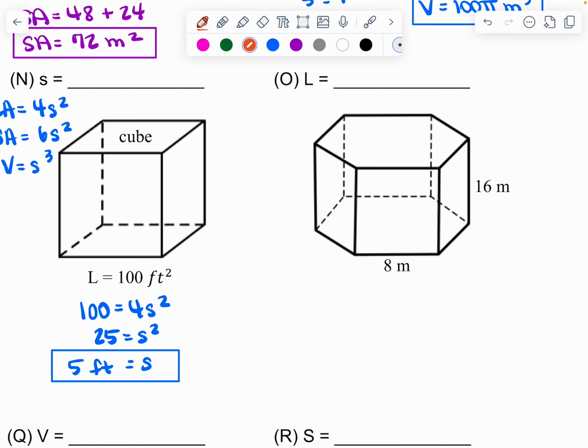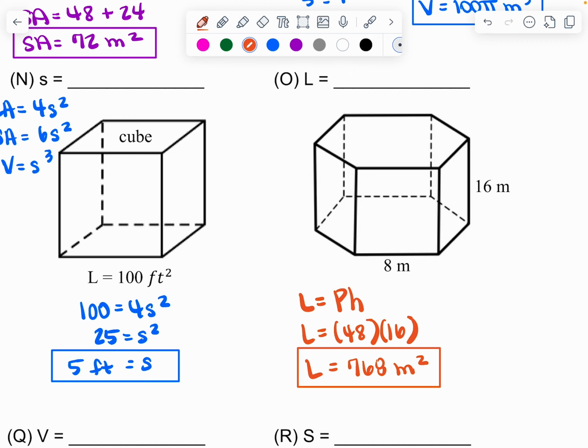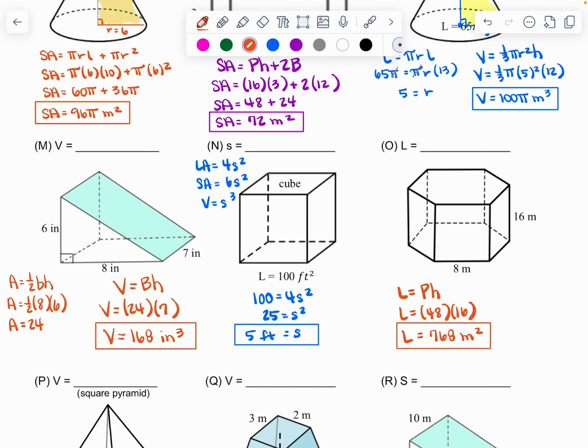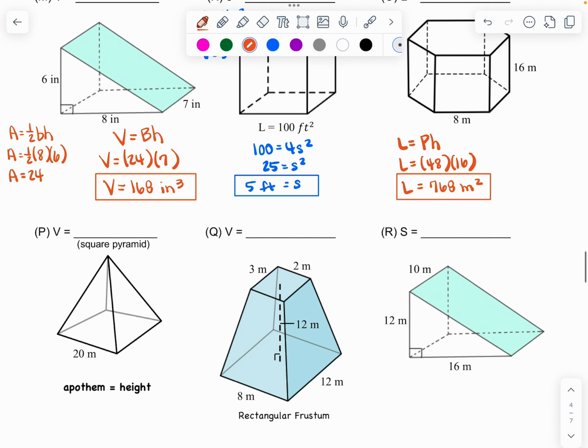All right, so this one is basically similar to the other hexagon we did, but it only wants the lateral, which is pretty awesome because lateral is just perimeter of the base times height. So that actually makes pretty darn fast work here because the perimeter of the base is just going to be 48 because there's 6 sides of 8, and then the height of the prism is 16. Right, so I'm just multiplying 48 times 16, and voila, I'm getting the lateral area is 768 square meters. All right, so that one is nice and quick.